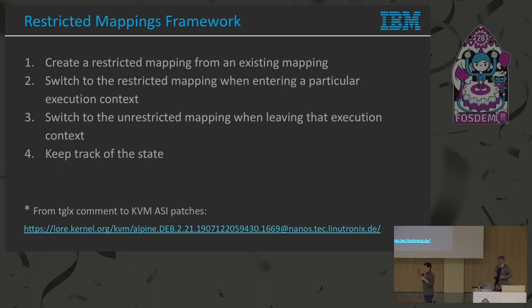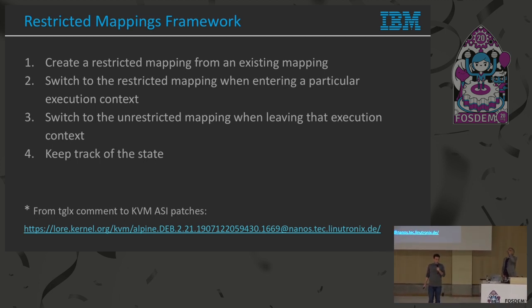And then we started working on this more or less at the same time KVM developers submitted their work for what they call KVM ASI. And one of the comments on their submission from Thomas Gleixner, one of the x86 maintainers, was that there are actually 4 points to creation of restricted address spaces. There needs to be a way to create a restricted mapping. There needs to be a way to switch into it and switch back from it. And there should be some machinery to track the state, so the code could understand which address space it is actually using at the moment.